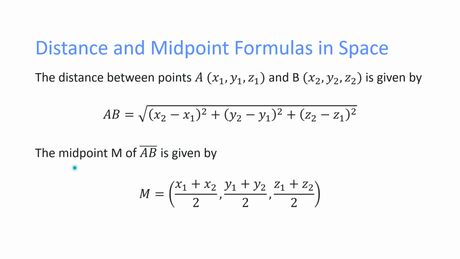And the midpoint M of the segment AB is given by M equals ((x1 plus x2) divided by 2, (y1 plus y2) divided by 2, and (z1 plus z2) divided by 2).